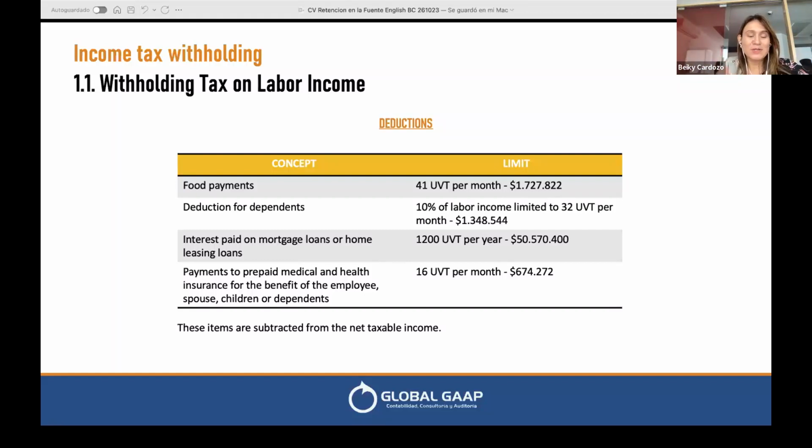We are going to go further into who the dependents are, but the limit is 10% of your income. So you have to have two limits. One, depending on your income, and the other one, this threshold, which is 32 UVTs, which are 1,342,000. Super important: the interest paid on mortgages, which I'm going to explain further in other slides, and the payments to medical insurance. So those are four super interesting things that you can use to reduce your withholding tax. Okay.